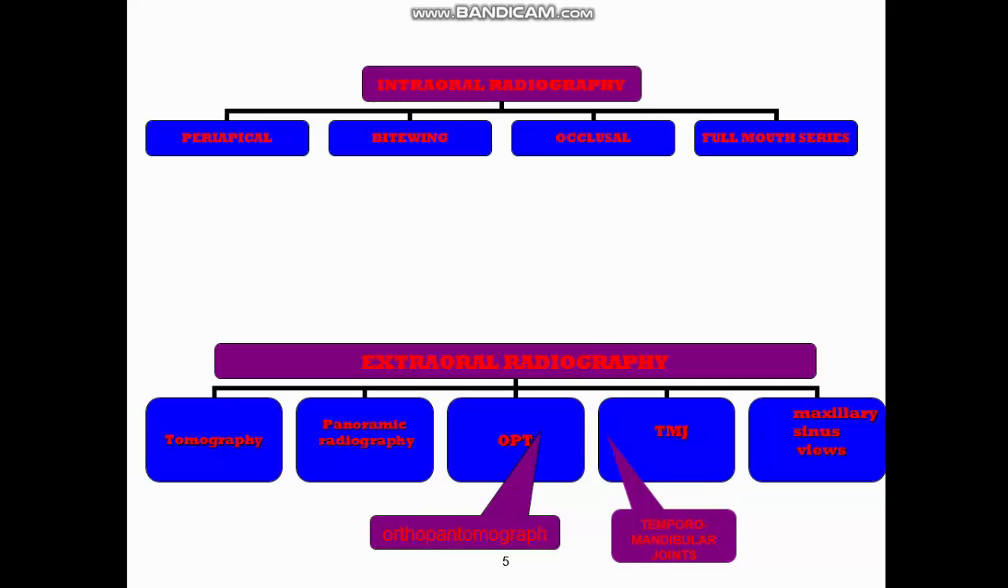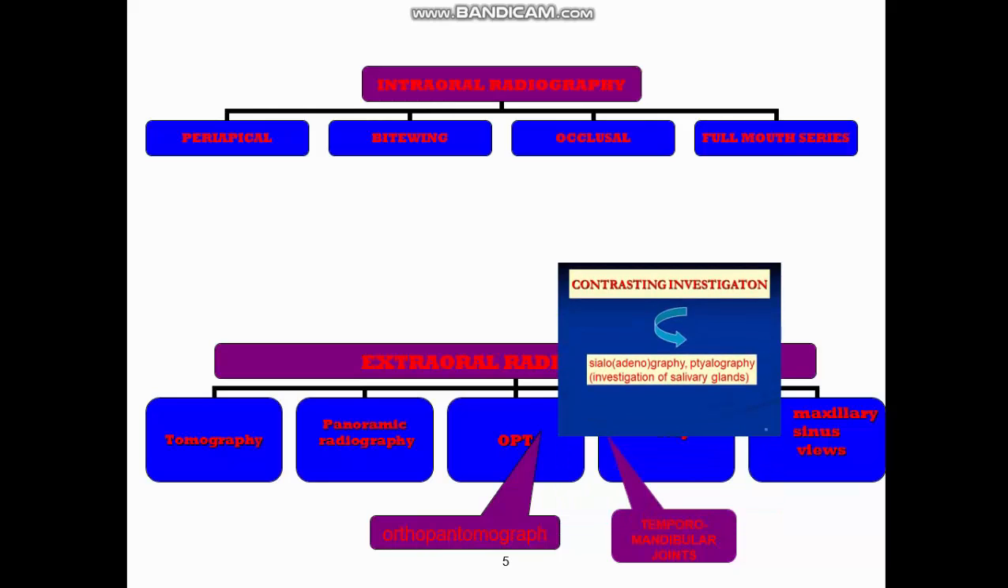All dental imaging methods we divide into two main parts: intraoral methods and extraoral methods. We have four main types of intraoral radiography: periapical view, bite wing view, occlusal view, and full mouth series. We also have five main types of extraoral radiography. As you can see here, there are different types of tomography: temporomandibular joint view and maxillary sinus view, which are so important for maxillofacial radiology.